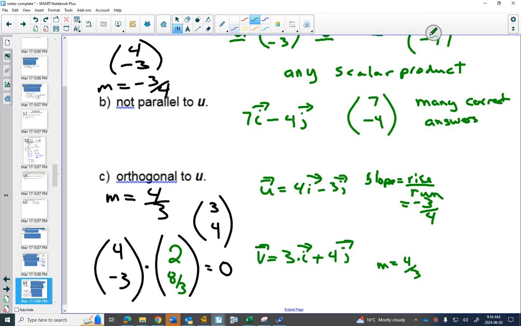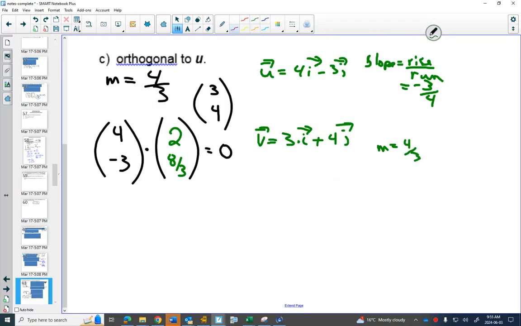8/3. This would be another right answer. Not as pretty as the other ones, but it's still going to be perpendicular or orthogonal to the original one. So anytime you have a dot product equal to 0, and that dot product might be really nice if you had a 3-dimensional question.